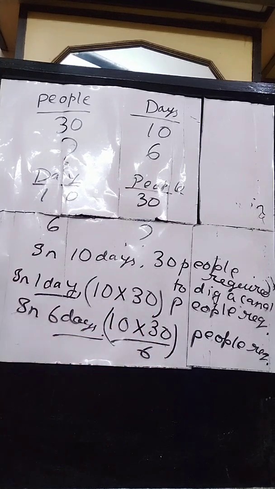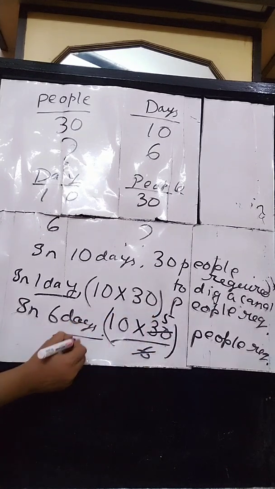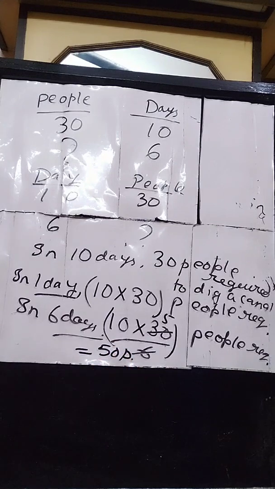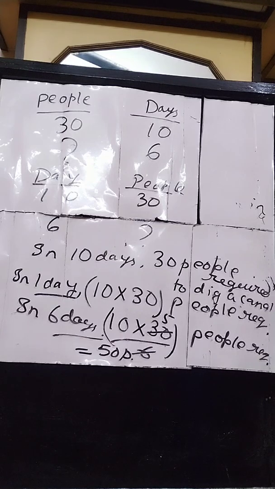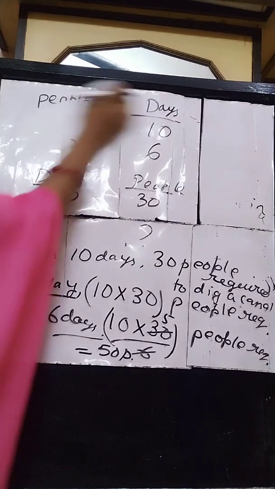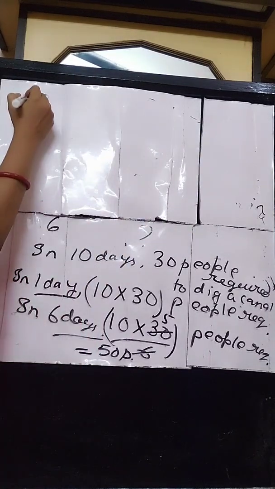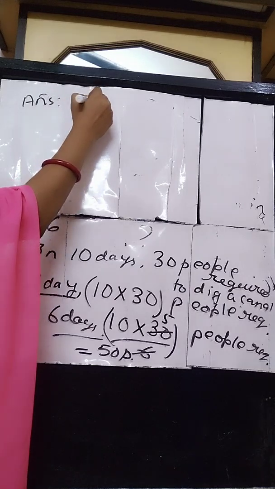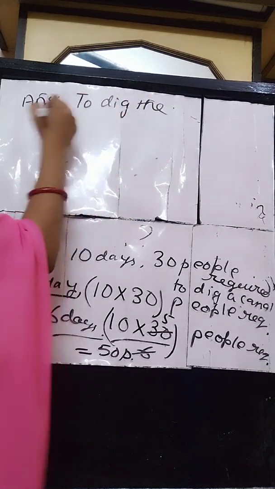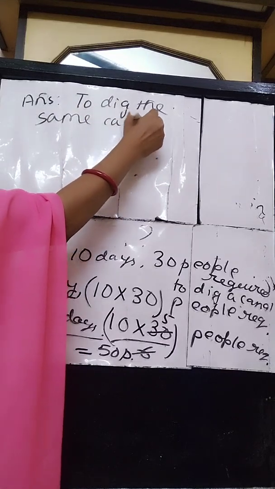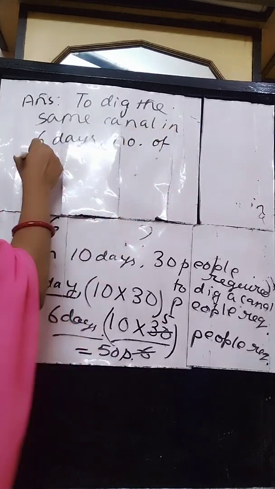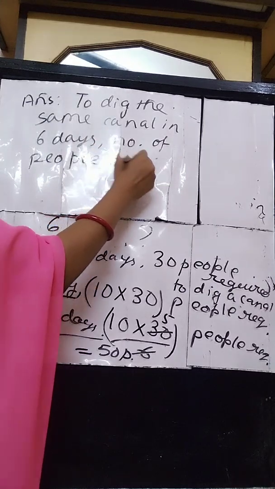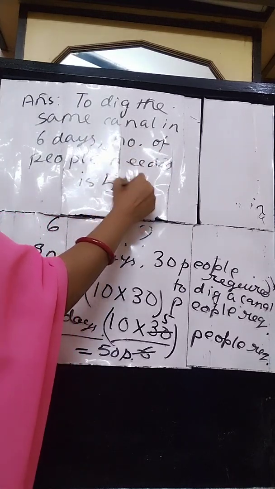This is the calculation. So 6 5s are 30. So 5 into 10, that is 50 people required. Answer is 50 people required to dig the canal in 6 days. That will be the answer of the sum. Answer will be to dig the same canal in 6 days, number of people needed is 50. Here the sum ends.